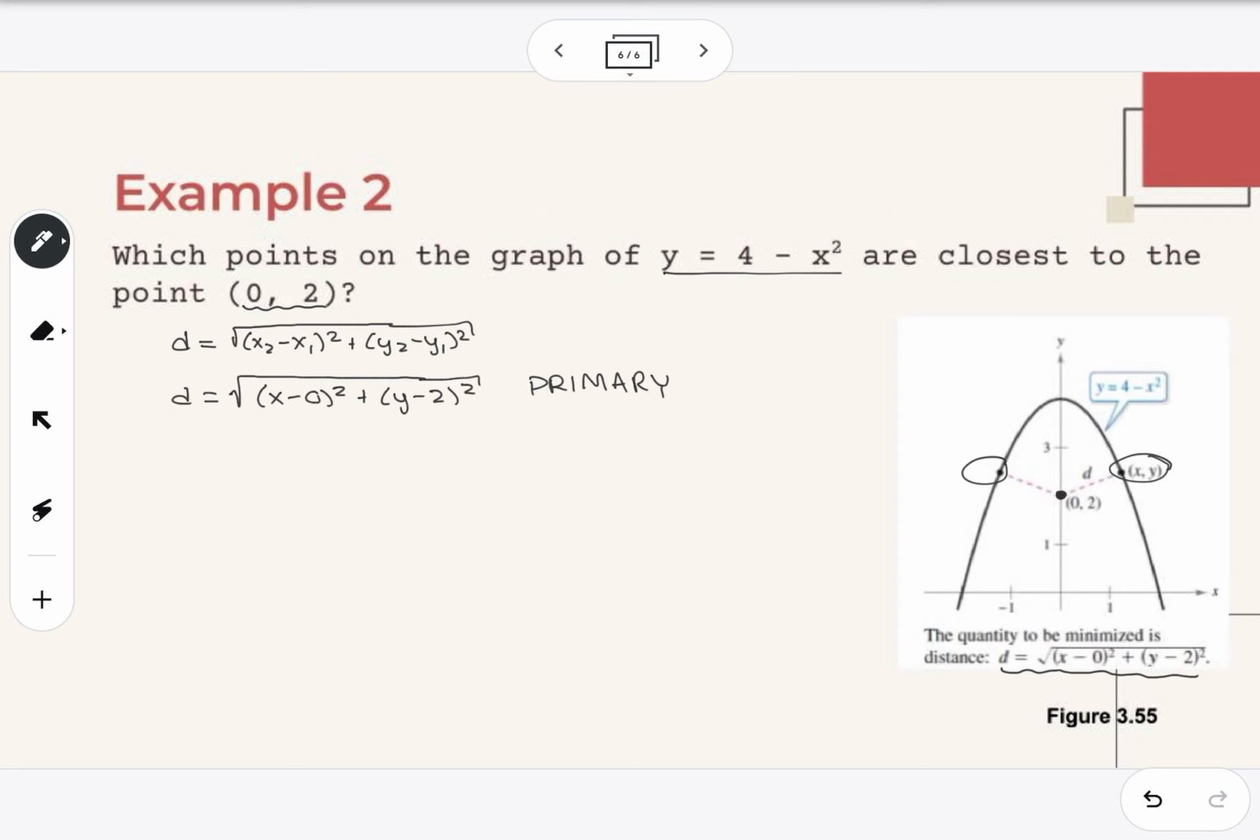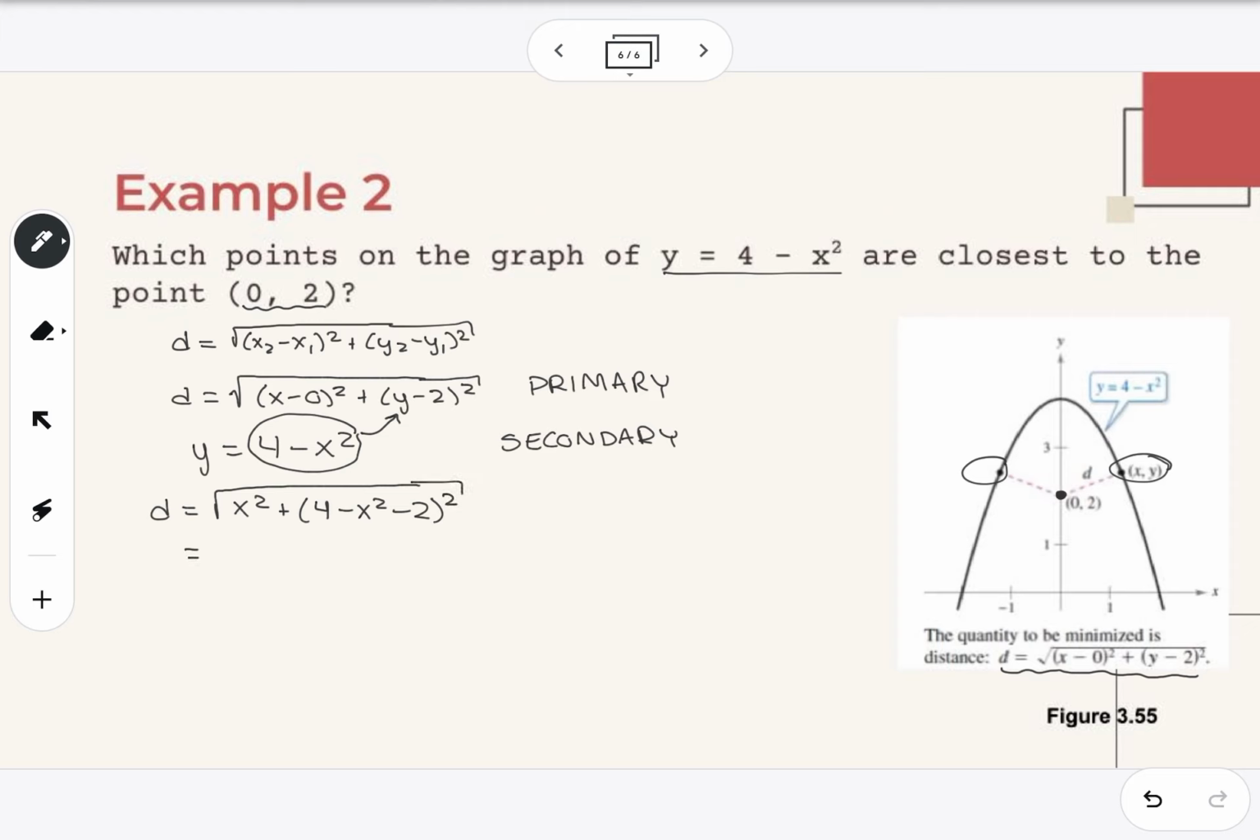Use that other equation that we have of our actual function here, y equals 4 minus x squared, as your secondary equation. And this one is already solved out for y, so we're just going to take this expression and plug it in for y over here. We're also going to do some simplification along the way. So d is going to be, well, x minus 0 is just x. So x squared plus, over here I have 4 minus x squared, that's what I'm plugging in for y, minus 2, that's just the rest of our distance formula, squared.